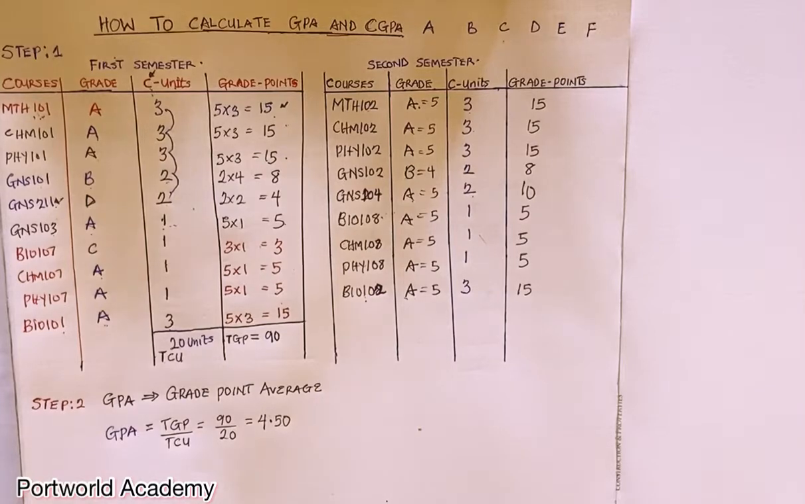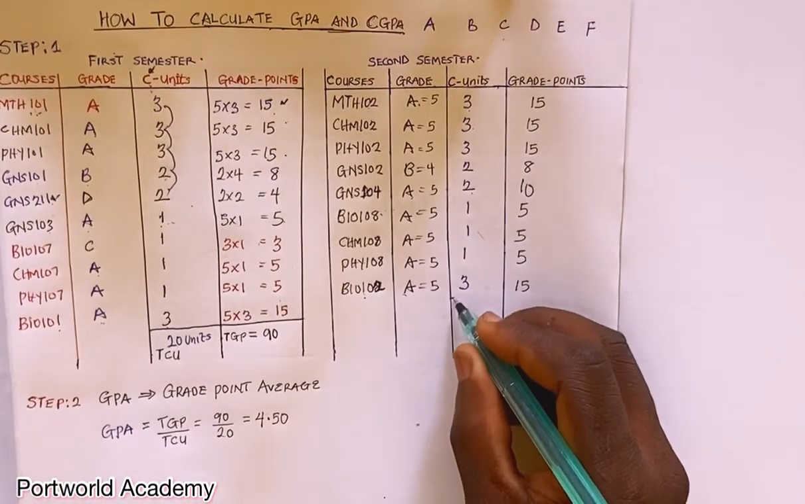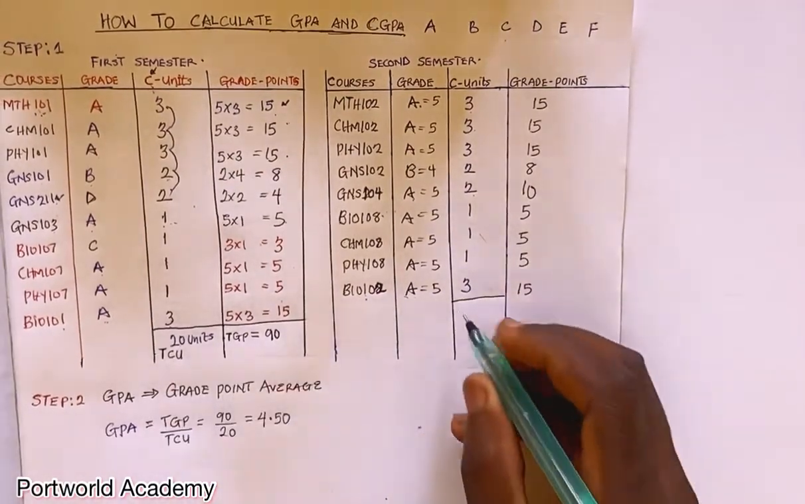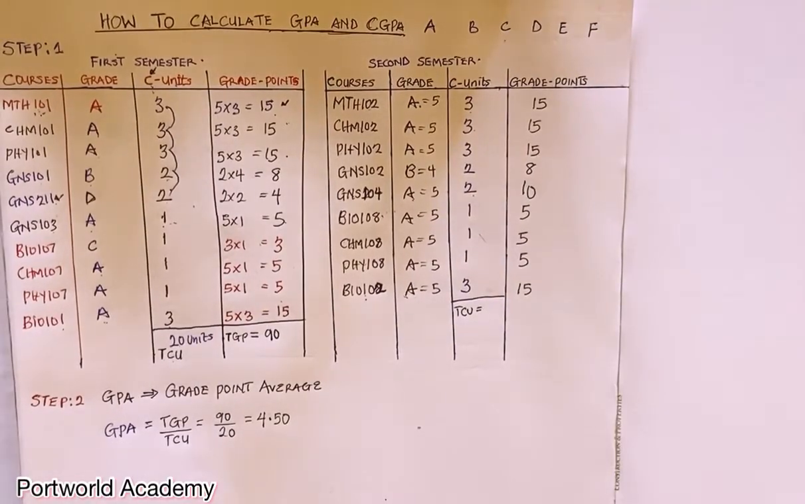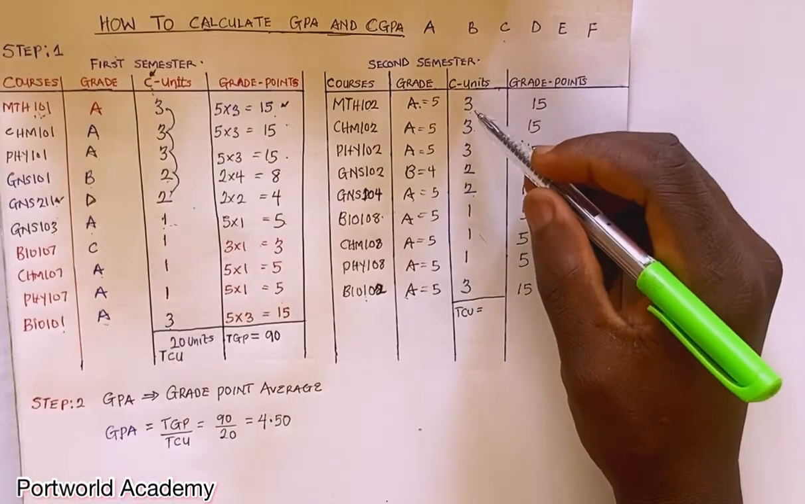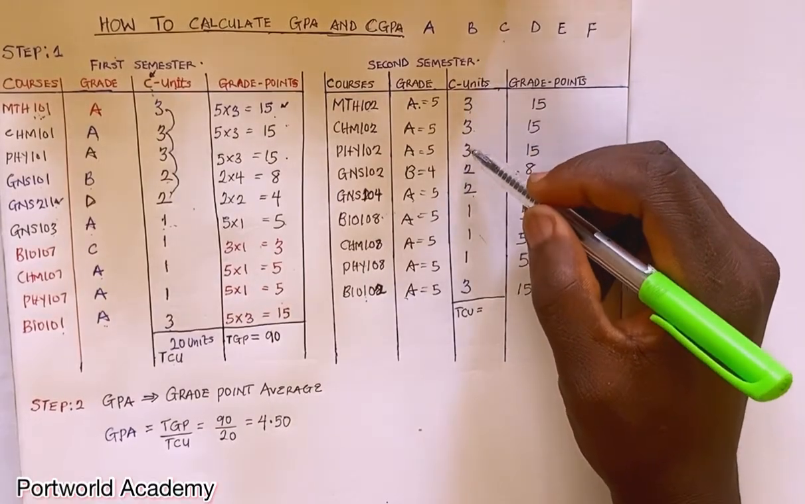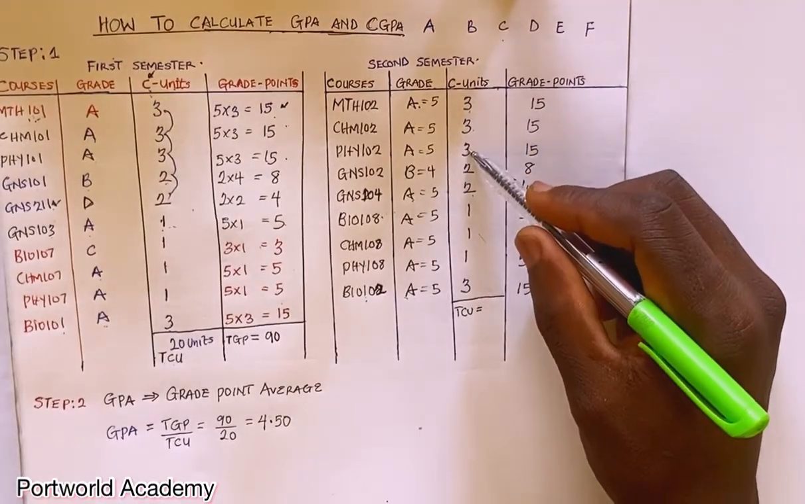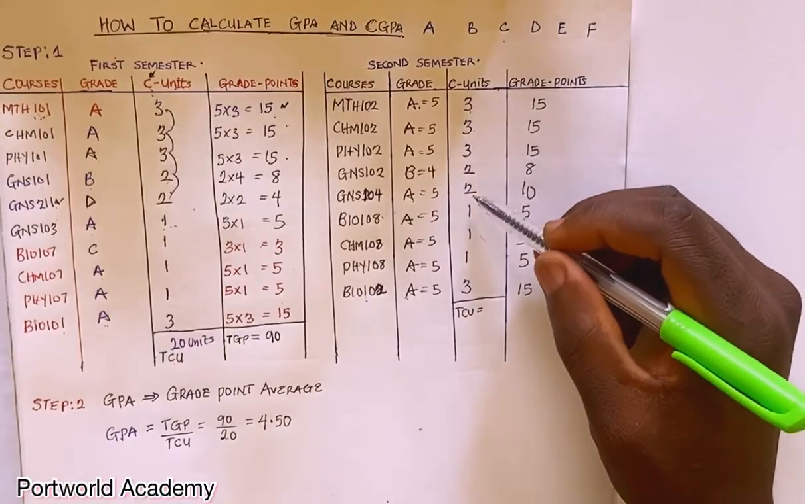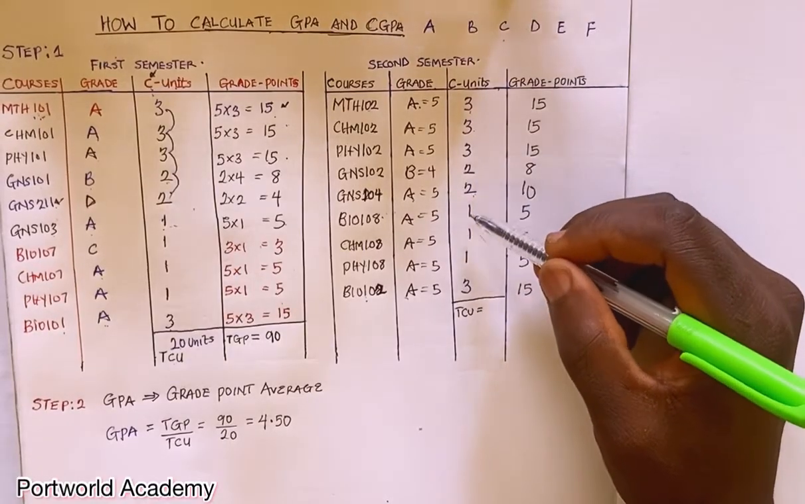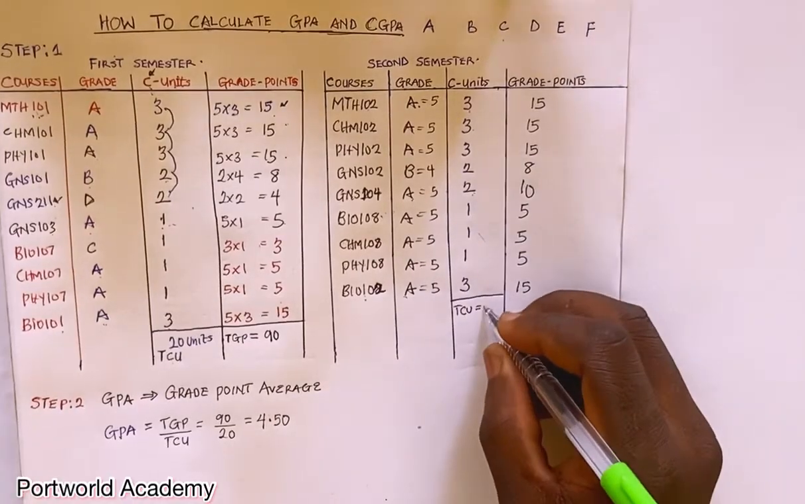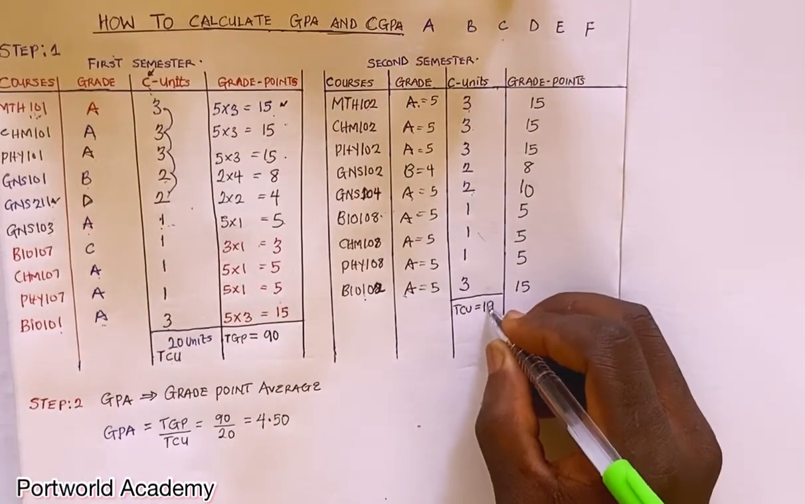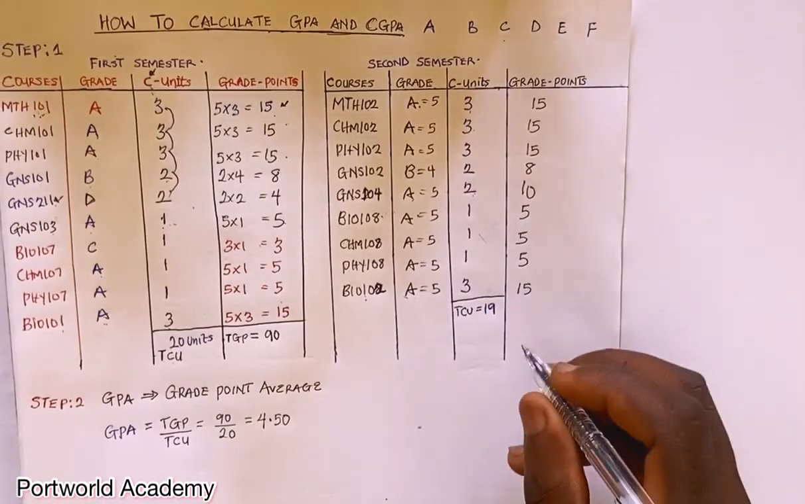Now let's go ahead and sum all these and get the value of TCU, that's total credit unit, right? So to get our total credit unit, we go ahead and add all this together. 3 plus 3 is 6, plus 3 is 9, plus 2 is 11, plus 2 again is 13, 14, 15, 16. In this case, you are offering 19 units.